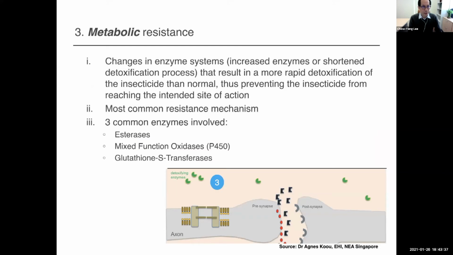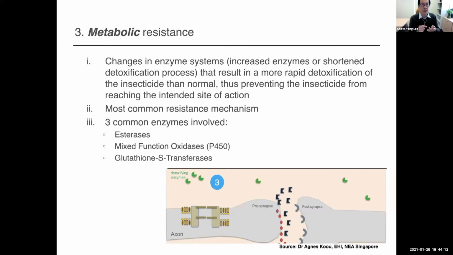So what is the major one? Metabolic resistance is a major one. These are changes in the enzyme system, with an increase of enzymes or a shortened detoxification process that will result in rapid detoxification of the insecticide compared with a normal situation. This would prevent the insecticide from arriving at its targeted site, or reduce the amount of insecticide arriving at its targeted site.